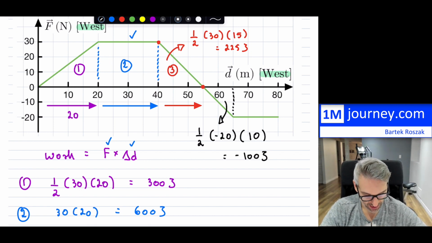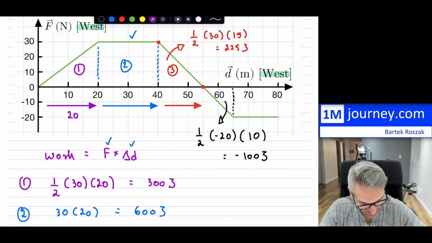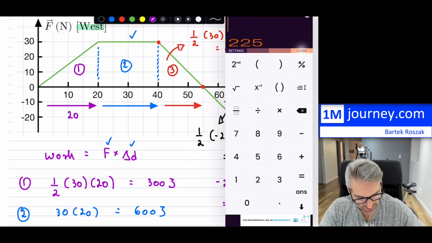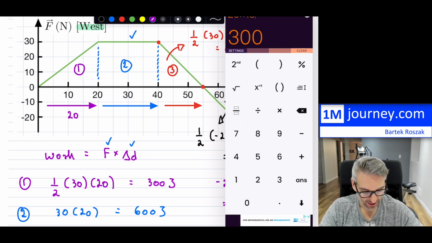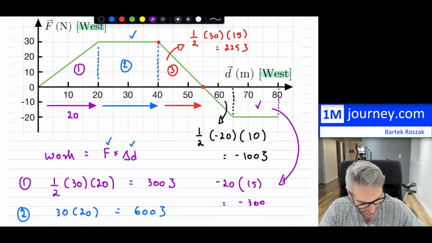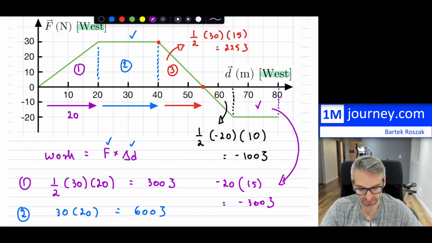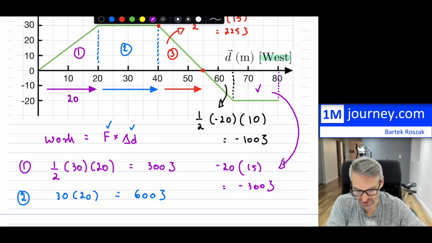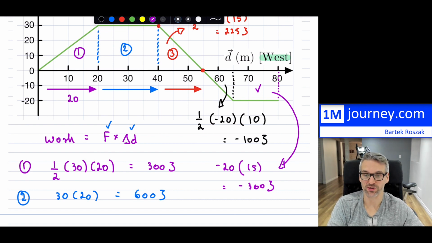So that direction changes. And now your final piece is going to be another rectangle in here, right here. That rectangle is -20, that's the force. The displacement goes from 65 to 80, which is 15. All right, so this is what we have over there. So 20 times the 15, we have -300 joules. So those are actually all the pieces that you have. And if you're comfortable taking triangles and rectangles and understanding that work is just force times displacement, you can certainly compute this.